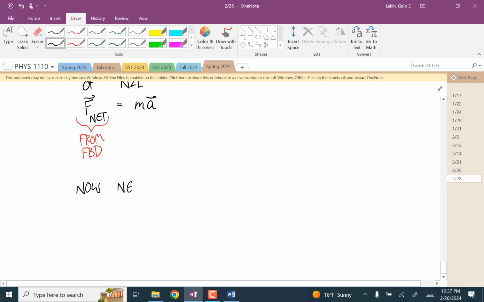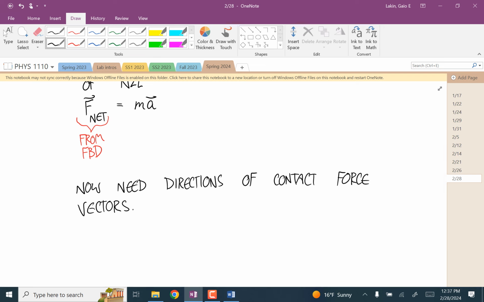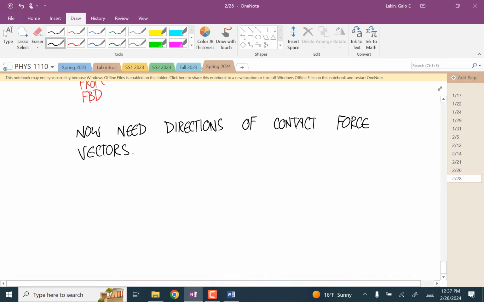So now we need to know the directions of contact force vectors. There are three types of contact forces that I mentioned at the start: pushing, pulling, and friction. And we're just going to go through those one by one and talk about how you know what direction those are acting. Okay, so I'm going to start with pushing forces.